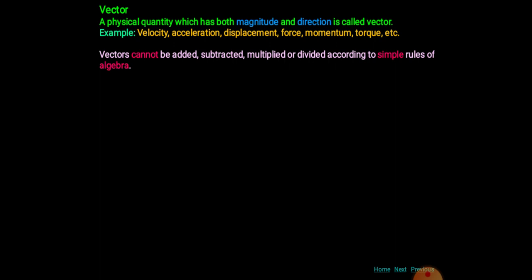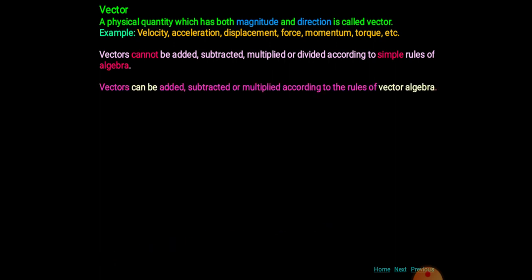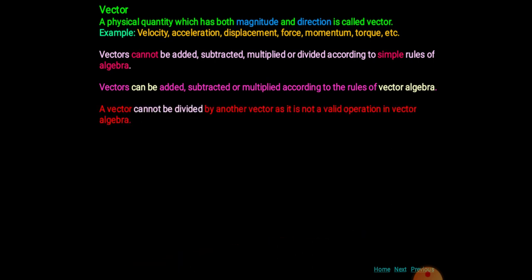We have to see how we can add vectors and how we can subtract vectors. Vectors cannot be added, subtracted, multiplied or divided according to the simple rules of algebra. For that we have to use the rules of vector algebra. So vectors can be added, subtracted or multiplied according to the rules of vector algebra. We will see vector algebra in detail.